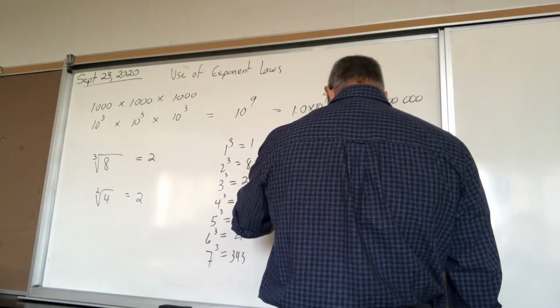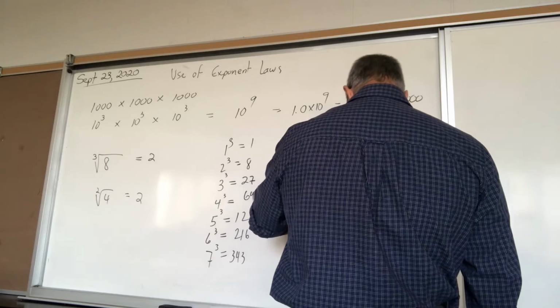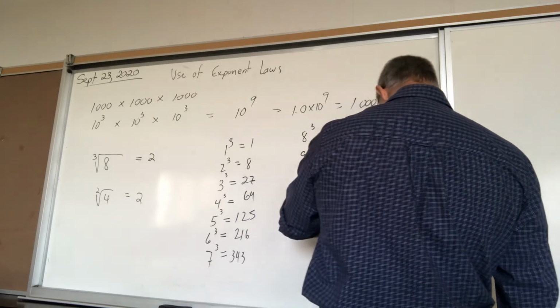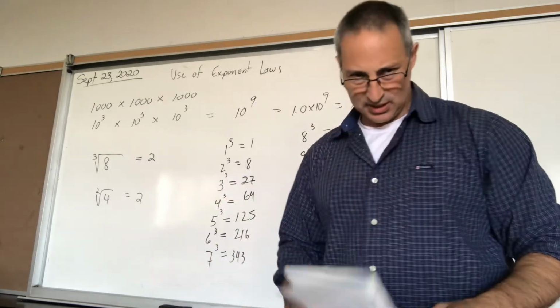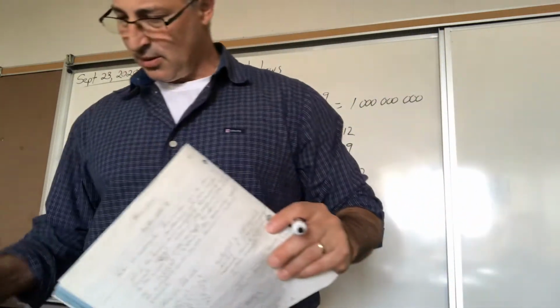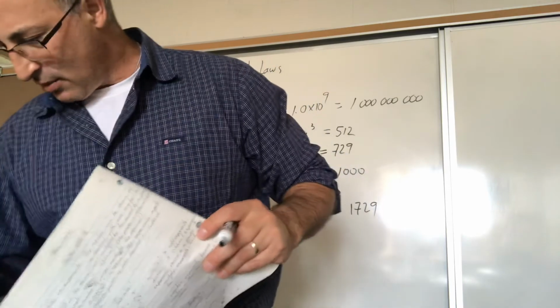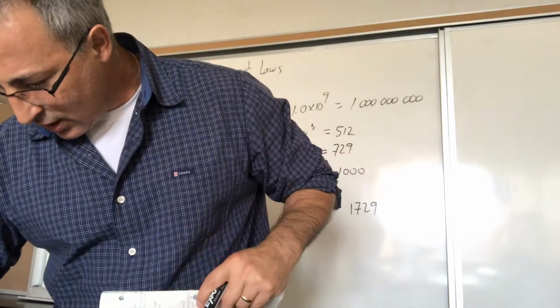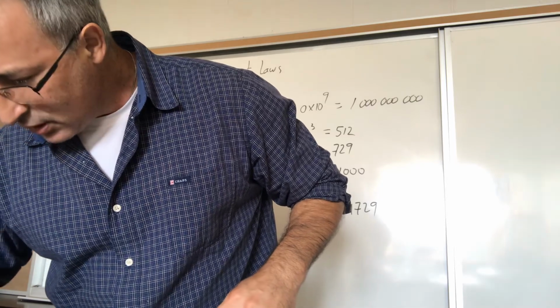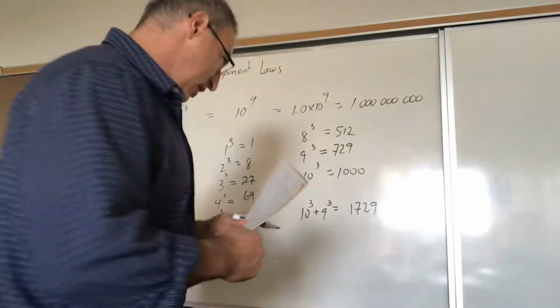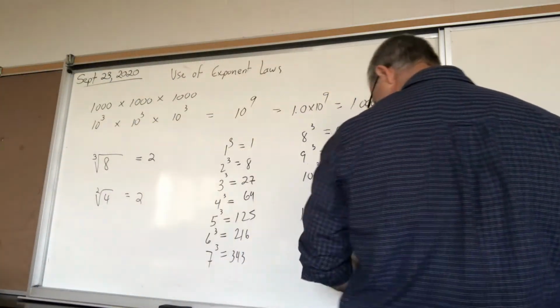So 10 cubed plus 9 cubed gives you 1,729. Did somebody just check 9 cubed? Because I may have gotten that one wrong. 9 y to the x, or second function cube, gives you 729. Okay, I got it right. So 10 cubed plus 9 cubed gives you 1729.